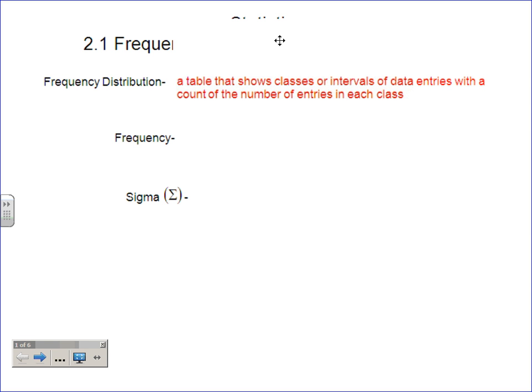So then what would the word frequency itself mean based on this? Yeah, how often something happens is really what it boils down to. Or in this case, the number of data entries in that class is the frequency. So how often does a data entry end up in that class? How often did it happen? Okay, so that's exactly what it means.